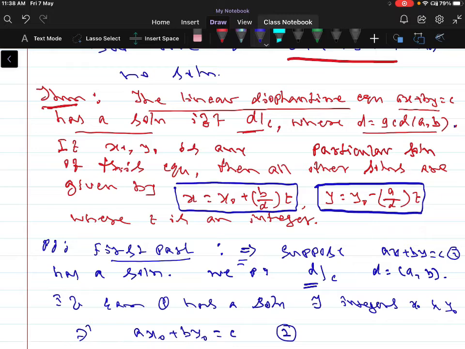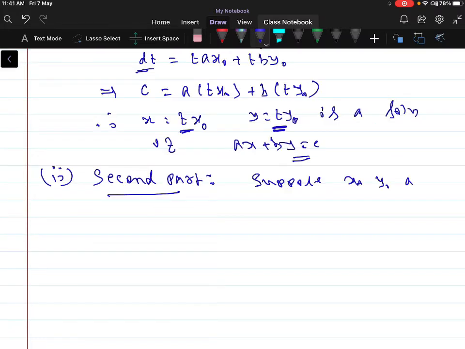Suppose if x naught, y naught is any particular solution of this equation, then all other solutions are given by x equal to x naught plus b by d into t and y is equal to y naught minus a by d into t, where t is an integer. Now let us move to the second part of the proof of the theorem.